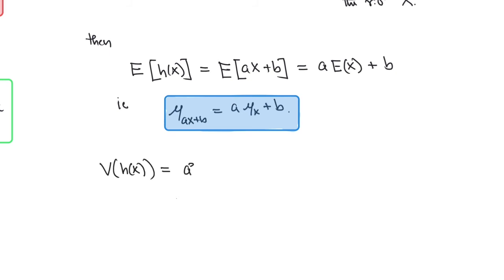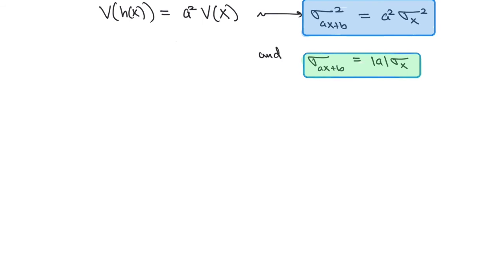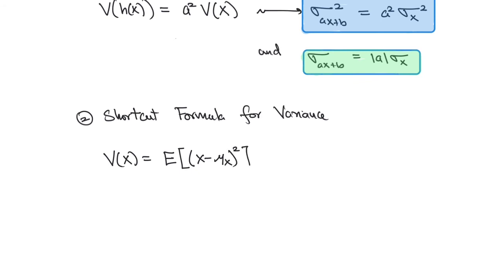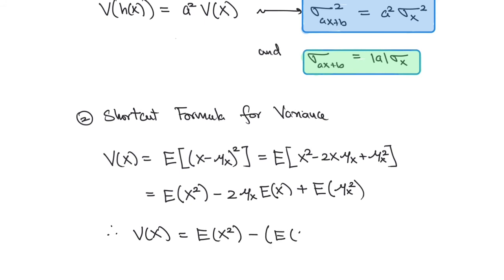Working a similar calculation for the variance of h of x, we notice that the variance is going to be changed by a factor of a squared, and the standard deviation is going to be changed by a factor of the absolute value of a. There is a nice shortcut formula for the variance of x. We can work out the variance of x as the expected value of x minus mu x squared, and using the fact that the expected value is a linear operator, notice that we can simplify this equation to get the variance of x to equal the expected value of x squared minus the expected value of x the whole squared.